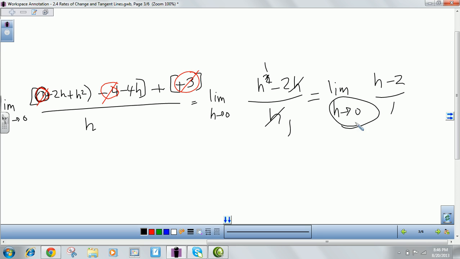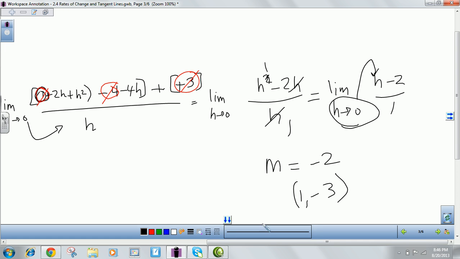Now, since back here, if we plug 0 in, you'd have something over 0, which is undefined. Now we can go ahead and plug 0 in for h. So you'd have 0 minus 2 over 1, which is negative 2. And so that means your slope is negative 2 at that point, x equals 1.